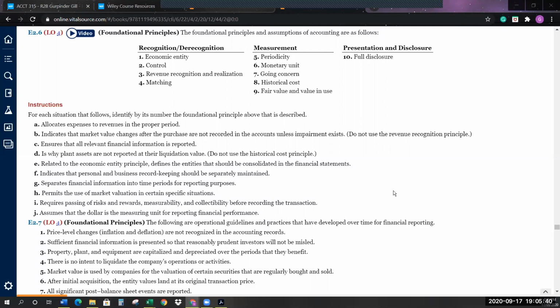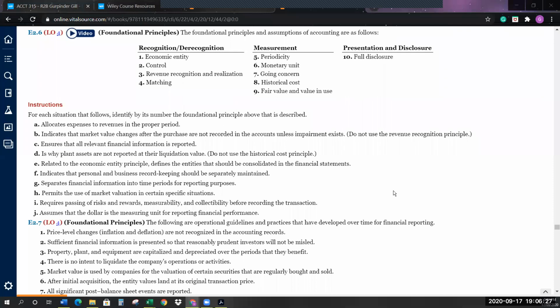D is why plant assets are not reported at their liquidation value. Liquidation value is, if I was to sell this asset today, how much am I going to get? Keep in mind, guys, when you have your assets sitting on your balance sheet, they are sitting at historical cost, whatever you paid for that minus your accumulated depreciation, right? But liquidation value is, if I want to sell this asset today, how much money would I get? Considering that the market is so bad, it's COVID, and it likely would be seen as a distress sale, not a very good value, right?